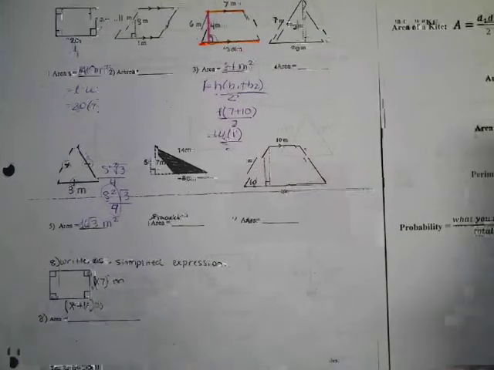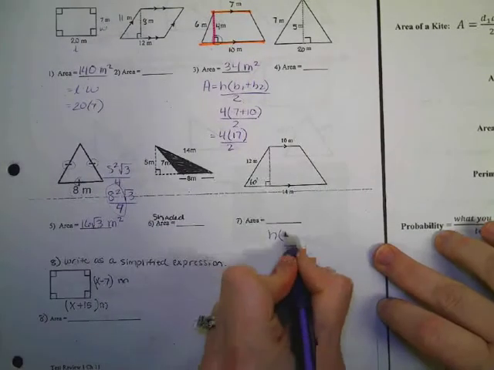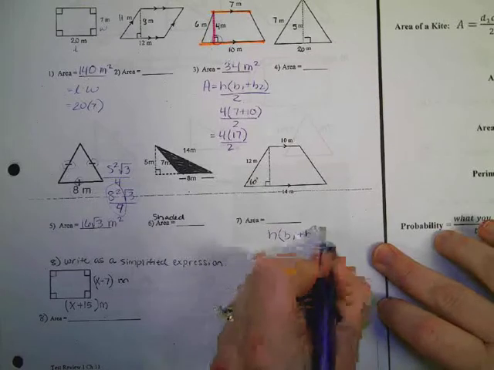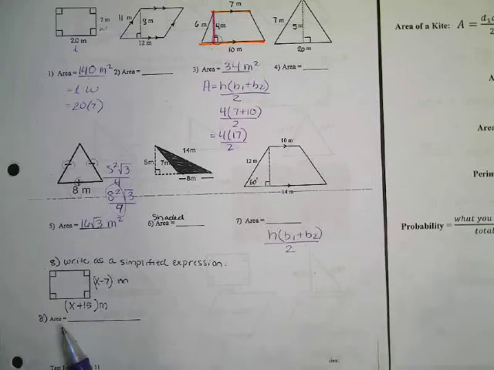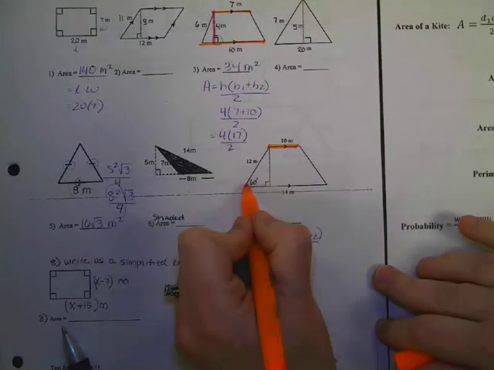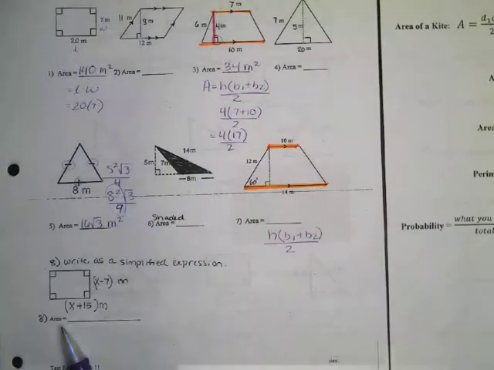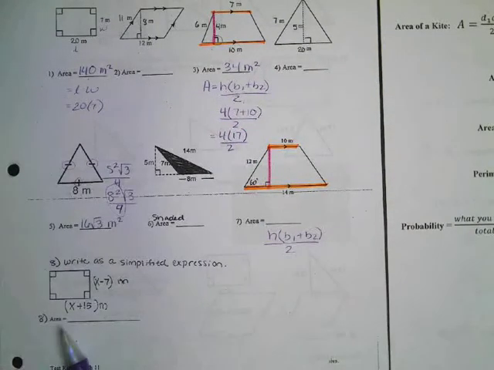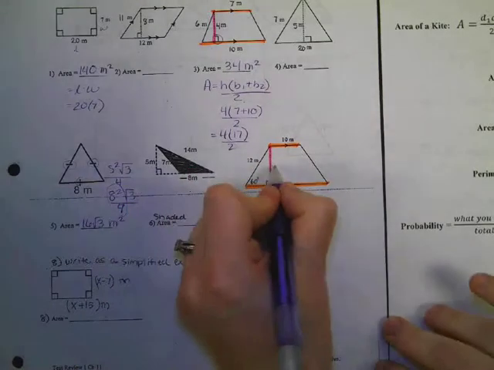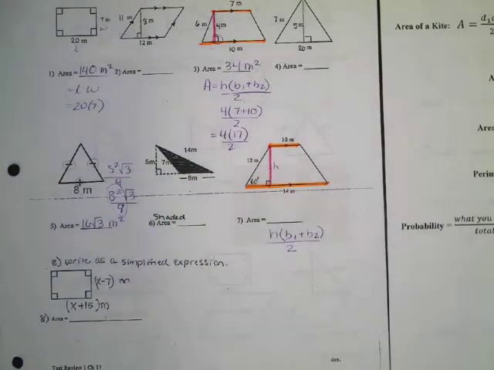Number 7, this is another trapezoid. We just talked about area of a trapezoid: the height times base 1 plus base 2 divided by 2. Again, we have our bases, which in this case are 10 and 14. My height is where that right angle is from top to bottom. The height is not given. I need to find that.